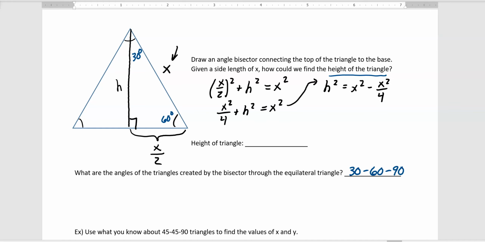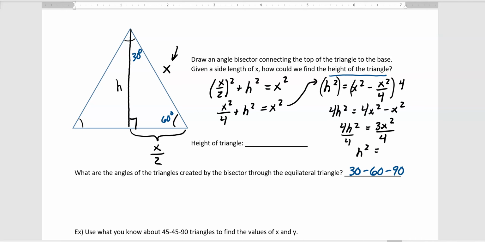Now, I don't like this fraction here, and I bet you don't either. So let's multiply everything by 4. When I multiply both sides of this equation by 4, I'm going to have 4h squared equals 4x squared minus x squared, right? These 4's would divide out. I'd be left with just x squared. So that means 4h squared equals 3x squared. I want to get h all by itself. I divide by 4, divide by 4. So that leaves me with just h squared equals 3x squared over 4.